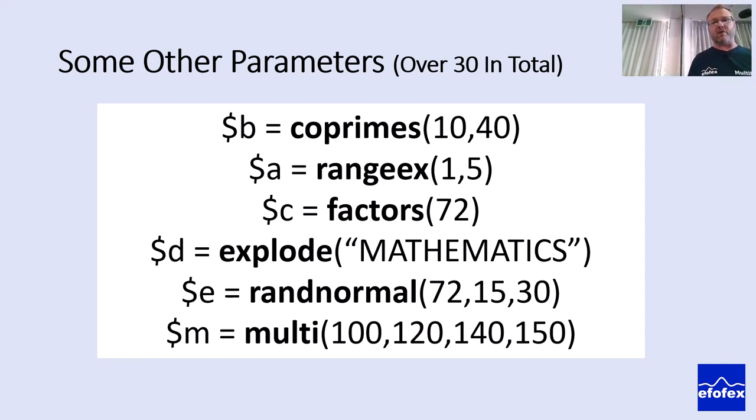You can create randomized normal numbers. So that command will create 30 numbers that have been drawn from a probability density function with a mean of 72 and a standard deviation of 15, which you can then use to draw a graph or calculate a standard deviation, whatever you like. And the multi command is for the Americans.